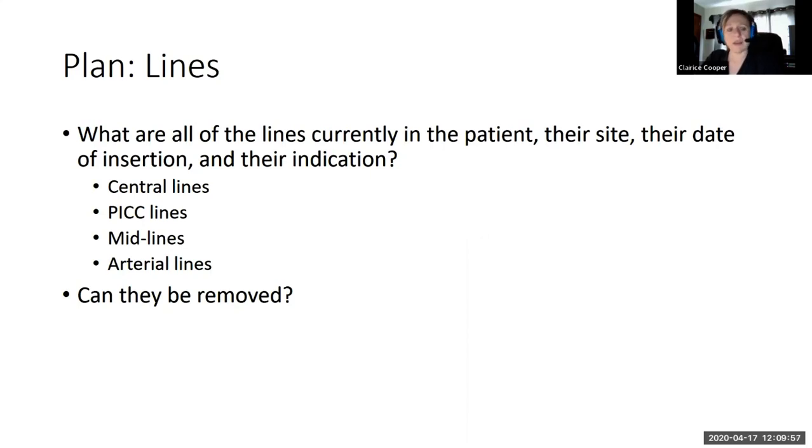Arterial lines, much less risk for infection, but if you don't need it, you may consider removing it. And then I didn't put it on here, but temporary dialysis catheters should be considered as well. Oftentimes it's apparent when they need to be maintained or not, but you may consider trying to get those out as early as possible as well.